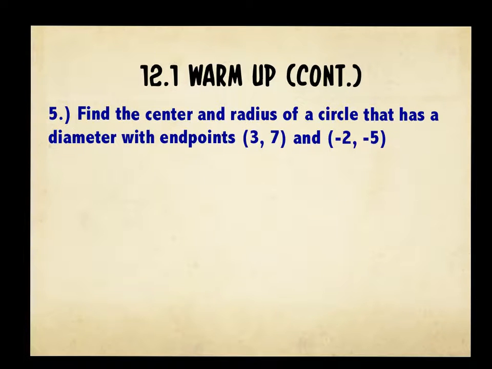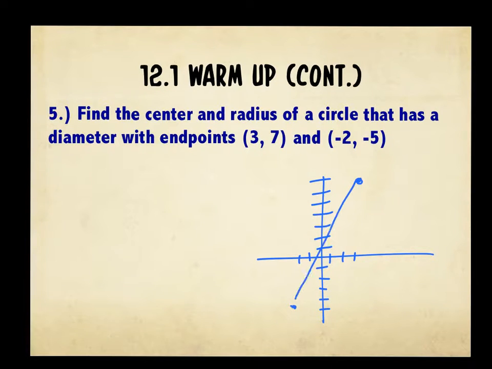All right, so number 5 on the warm-up is finding the center and the radius of a circle that has the diameter with the endpoints. So this kind of directly leads into the next section, which is circles. So if you want a visual, you could plot it. Okay, endpoints at 3, 7 would be over 3, 1, 2, 3, up 1, 2, 3, 4, 5, 6, 7. Here's one endpoint, and then negative 2, 1, 2, 3, 4, 5 is the other endpoint. So this would be my diameter, and my circle would wrap around, something like that. Okay, so the first thing it says to do is find the center.